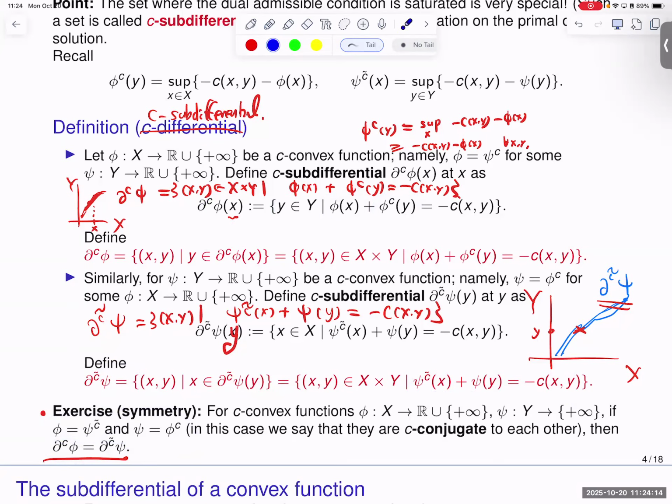So it's kind of like symmetry. You view the same set here from the point of view of x, or here from the point of view of y. But the corresponding functions are not the same. They are related. They are C transforms of each other. You can see the same feature in a more interesting way later.